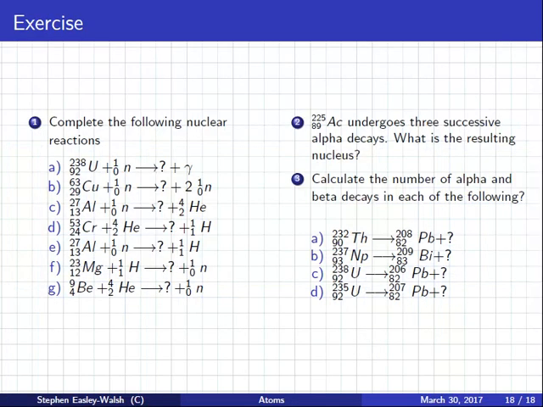You have Ac-225 and there are 3 alpha decays. What are you left with after 3 alphas? So you have Ac becomes something plus 3 alphas. What is that something? Okay, so I'll give you 1 minute to do this one. And you'll need your periodic table again.